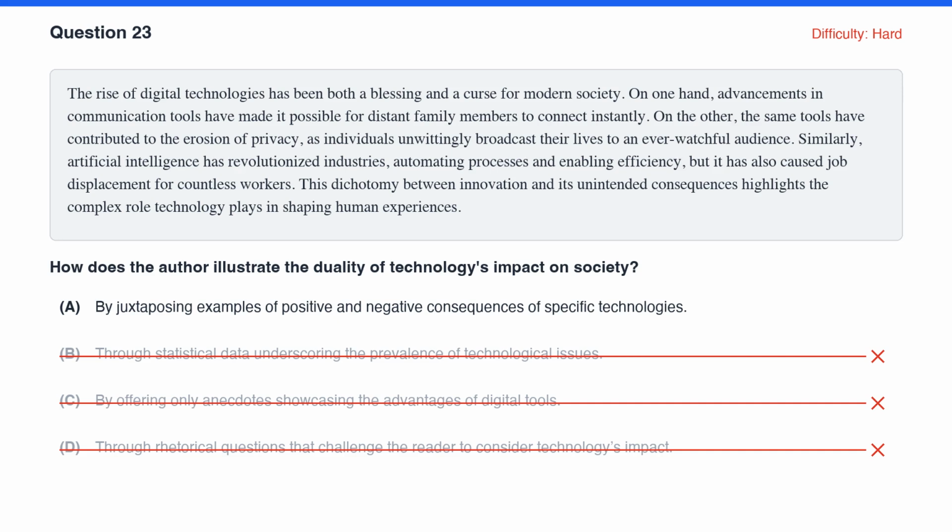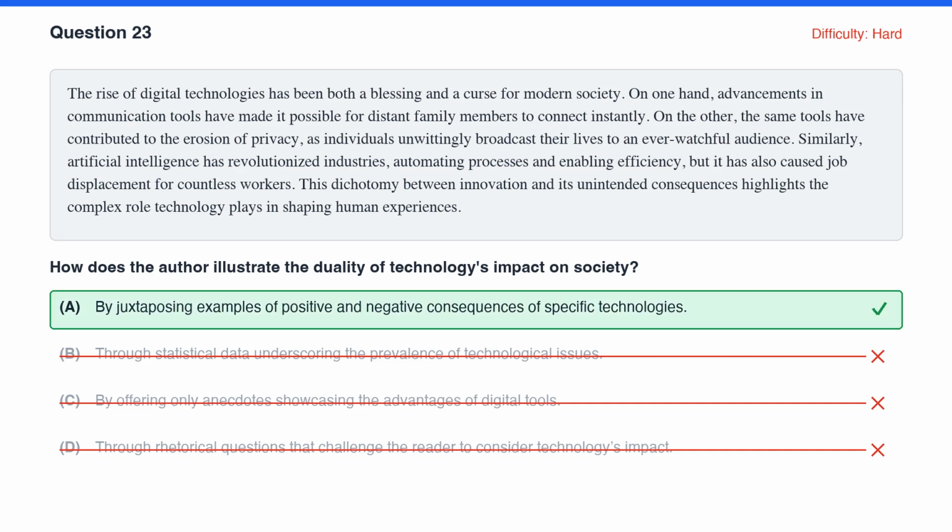Choice C is wrong because the author clearly discusses disadvantages like privacy erosion and job loss, not only advantages. Choice D is incorrect because the passage poses no questions to the reader. It states its points through declarative examples rather than rhetorical questioning.